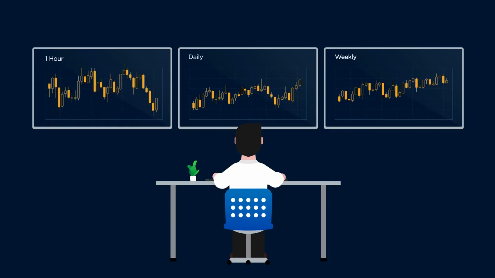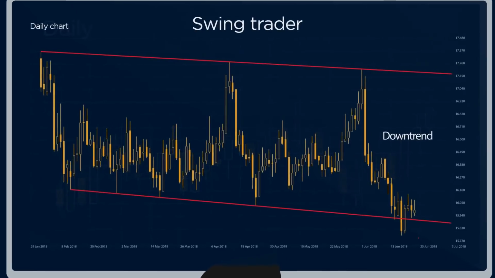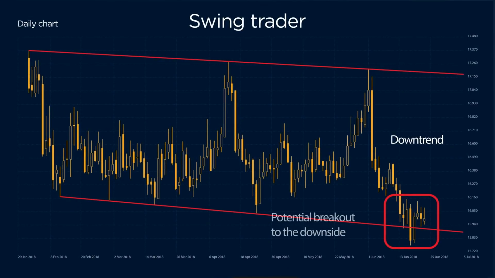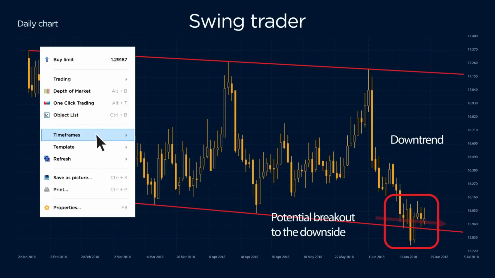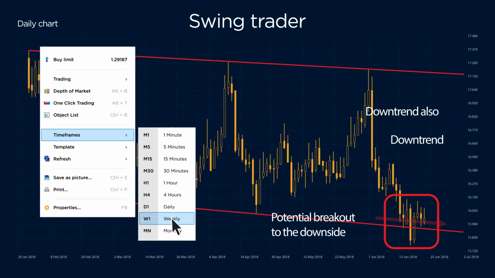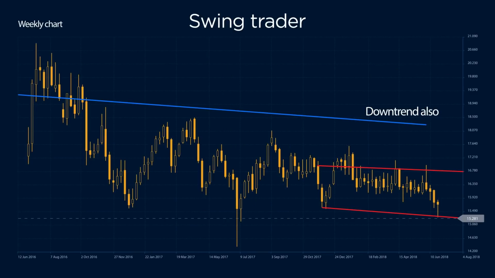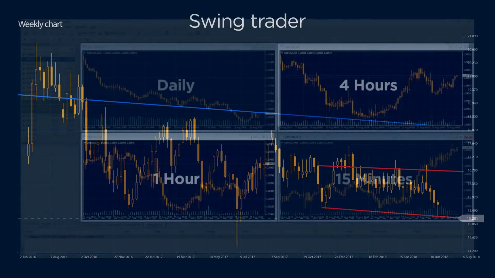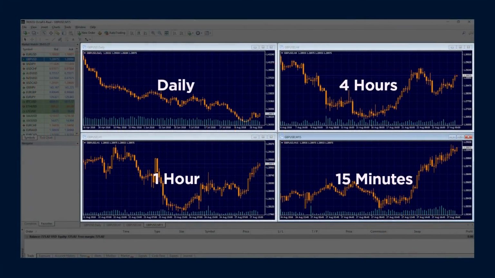There are several types of traders, and they have different trading styles. Swing or position traders prefer holding trades for days or weeks. They mainly focus on the daily charts for their trades. They can also make use of weekly charts when defining the long-term trend, as you can see in the example. They track a 4-hour chart when defining an immediate short-term trend.